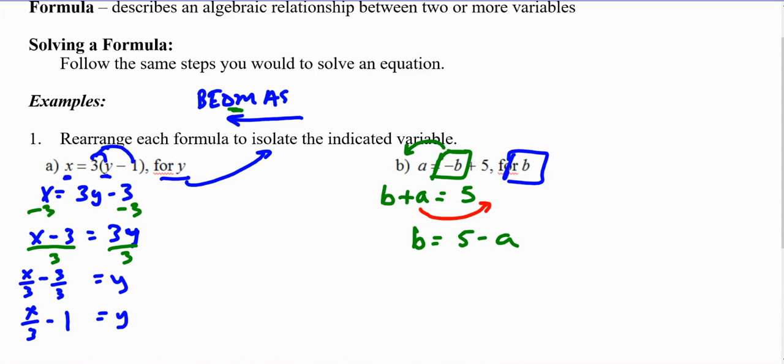It doesn't matter too much which one comes first. A lot of people like to have the variable first and then the constant. Some people, doesn't matter at all. Some people don't want to have a negative first, so they'll put the 5 and then a negative. So either way is okay. All right, good. Let's keep going.